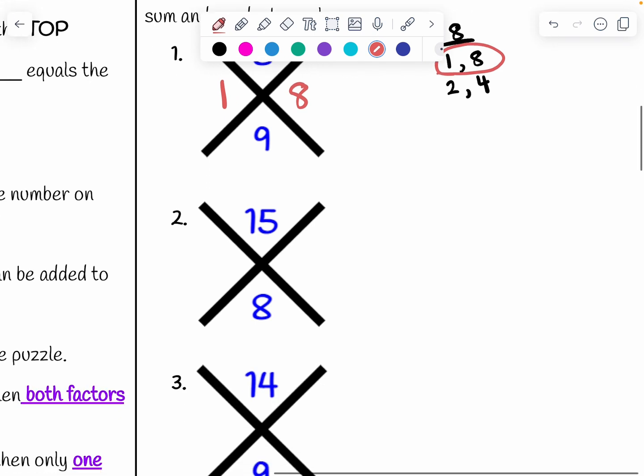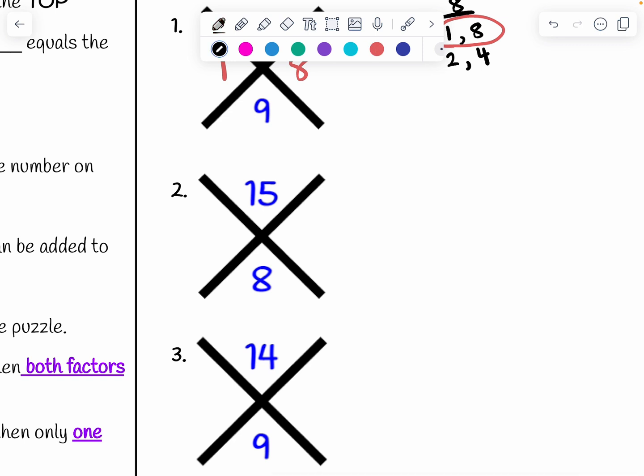Okay, number 2. 15 is my top number, so I'm going to list the factors of 15. 1 and 15. 2 is not a factor. 3 and 5. And 4 is not a factor. So which pair adds to 8? That would be this one, 3 and 5.